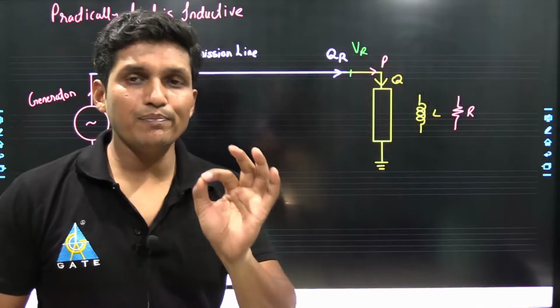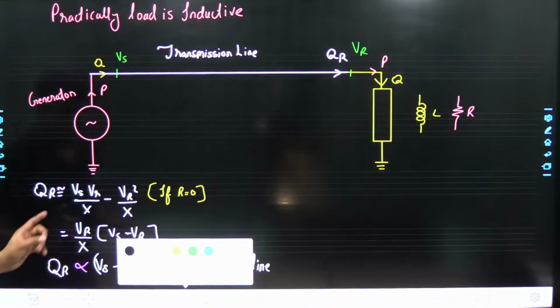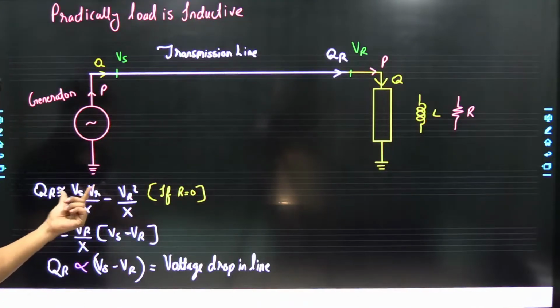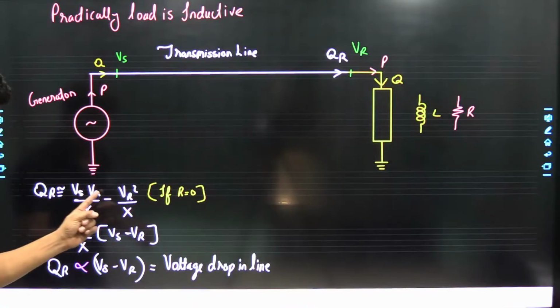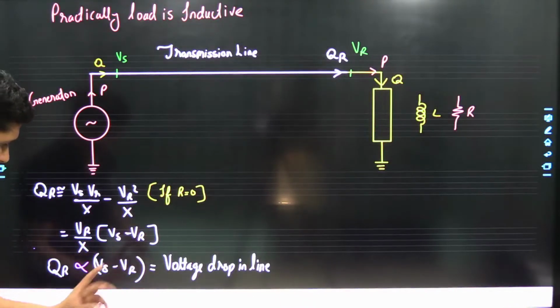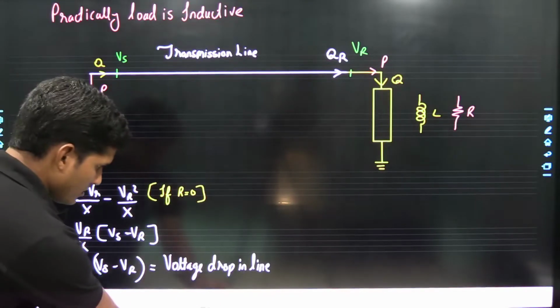The receiving end reactive power QR, when R is equal to 0, when the transmission line is considered to be lossless, is Vs minus Vr upon X minus Vr square upon X. Vr upon X is common, Vs minus Vr. So the receiving end reactive power is directly proportional to Vs minus Vr.